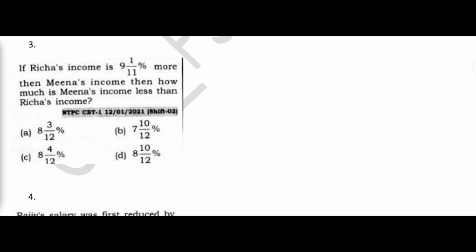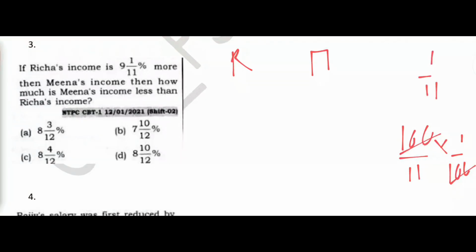So guys, we are doing this problem. If Richa's income is 9 1 by 11% more than Mina, this is Richa, this is Mina. What is 9 1 by 11%? It is nothing but 100 by 11. Since it is percent, it is 1 by 100, so it is 1 by 11. If Mina is 11, Richa is 9 1 by 11 more, so 11 plus 1, 12.